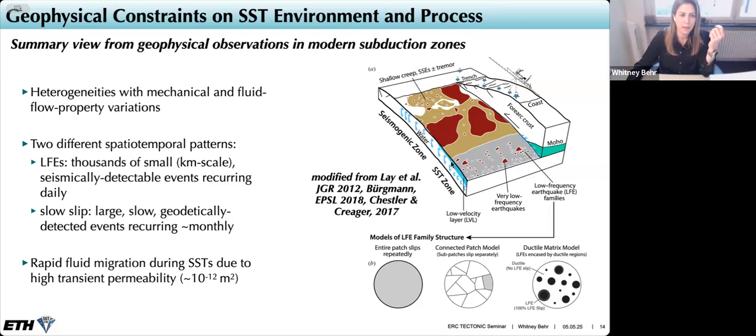And the low velocity and the high VP-VS ratios estimated from those seismological observations suggest the presence of a very fluid-rich and high fluid pressure environment. And then the combined seismological and geodetic data highlight these two different spatiotemporal event patterns: LFEs representing kilometer-scale, seismically detectable events that recur daily, and then slow slip, which are these really large aseismic, geodetically detected events recurring over months. And then the slow slip events are associated with spatial migration of tremor, and that's interpreted to reflect high transient permeabilities on the order of 10 to the minus 12.